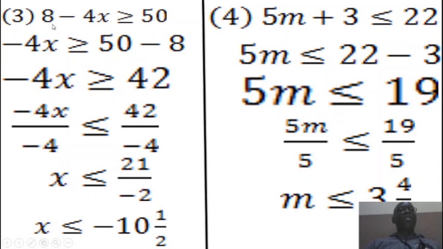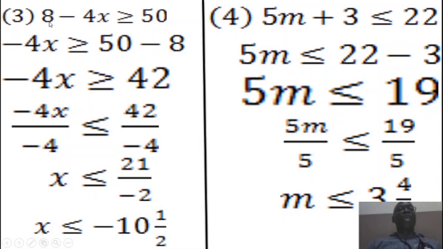Number 3. It says 8 minus 4x is greater than or equal to 50. Be careful here. There is a very good message that is coming up here. Remember, in solving a system of equations or inequalities, the variables, the x, y, or z, or whatsoever, is always positioned on the left-hand side, while the constants are taken to the right-hand side. That's why x is supposed to maintain this side, while this 8 is supposed to get away.